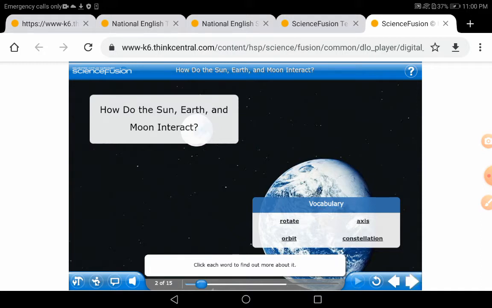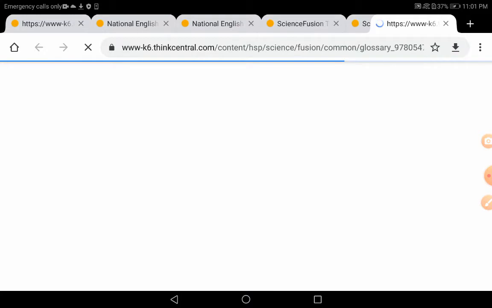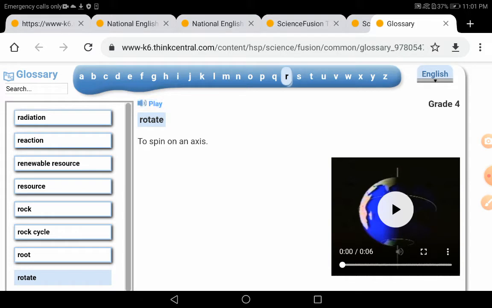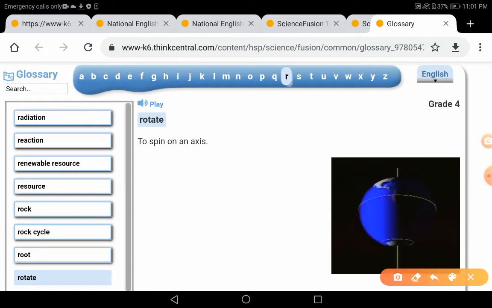Okay, let's start with the word rotate. Click on rotate. And let's see the meaning of rotate. Click on play. Rotate. To spin on an axis. Rotate is to spin on an axis. Let's see this video and let's see the axis and how it spins. You see, this is the axis. It's an imaginary line. And this is the way that Earth moves. As we said before, it moves from west to east.